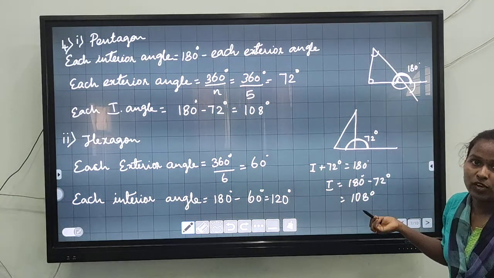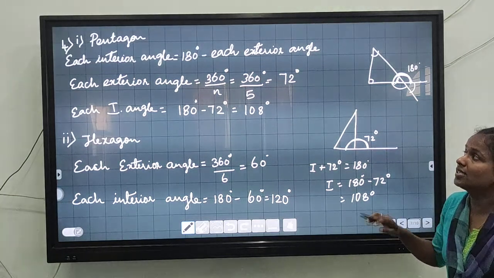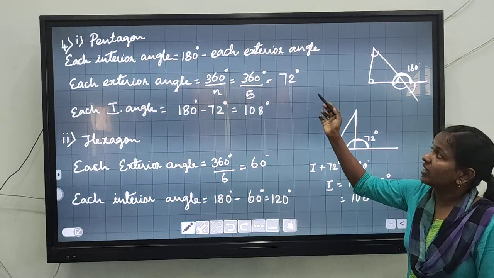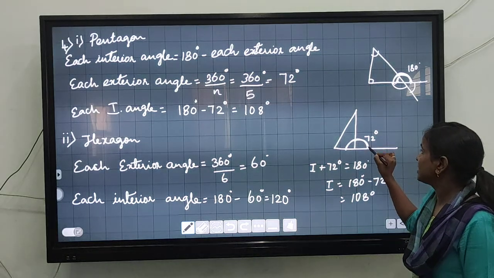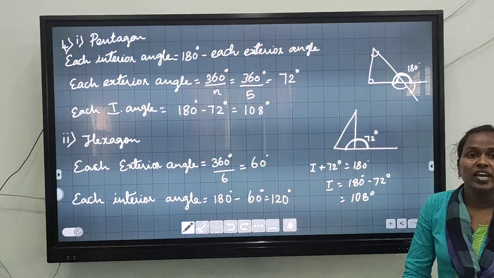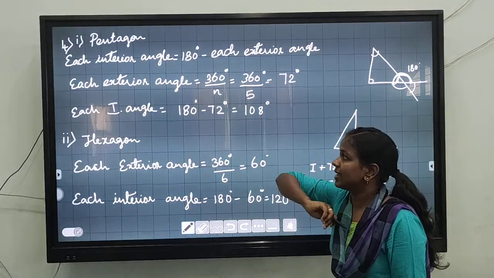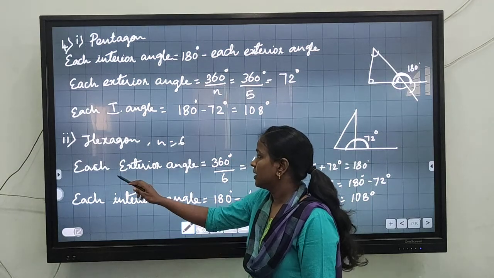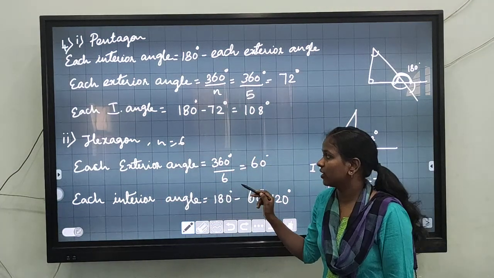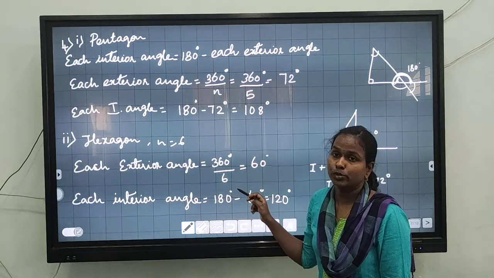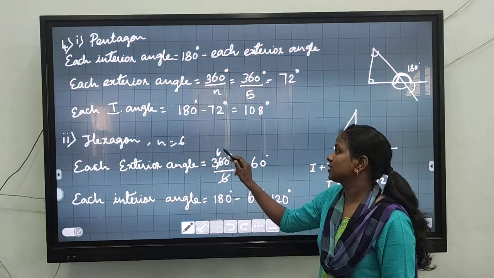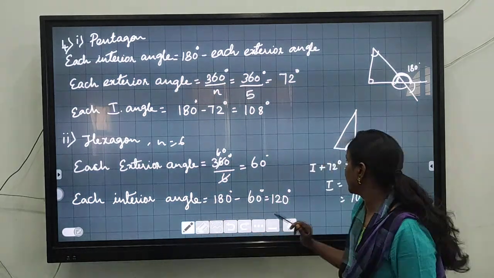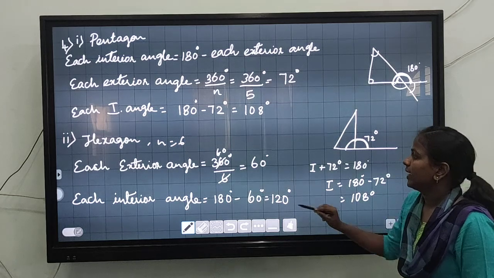Here the interior angle we don't know. Only the number of sides we know. So the number of sides we can substitute in the exterior angle formula. From that we can get each exterior angle. If you know the exterior angle, using this formula we can find out the interior angle. So I am substituting and finding the answer here. Then hexagon. Hexagon has 6 sides. So n is 6, each exterior angle formula 360 divided by n value 6. So I am directly substituting 6 here. 6 6 are 36. So each exterior angle is 60 degree. So what is the formula to find out each interior angle? 180 degree minus exterior angle.